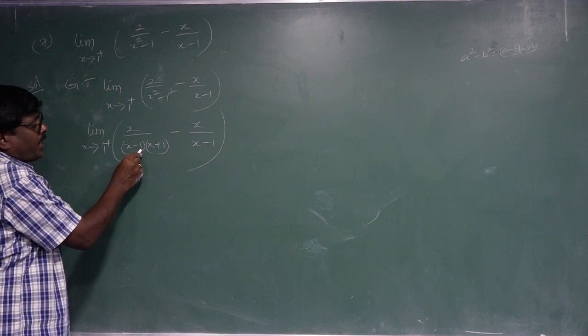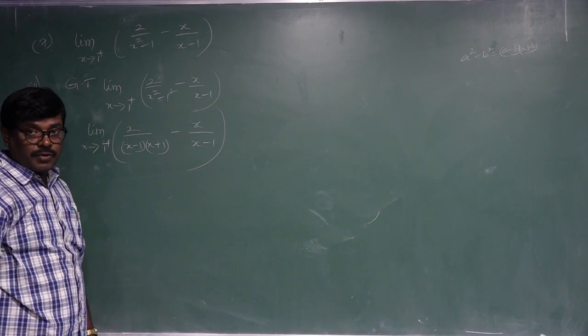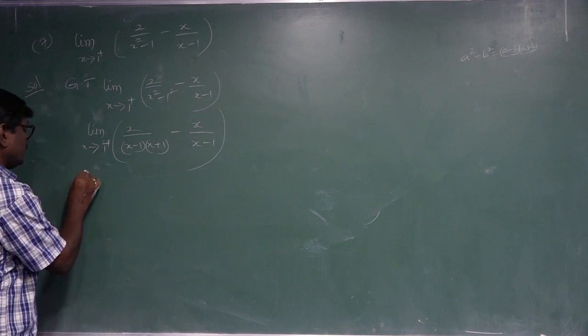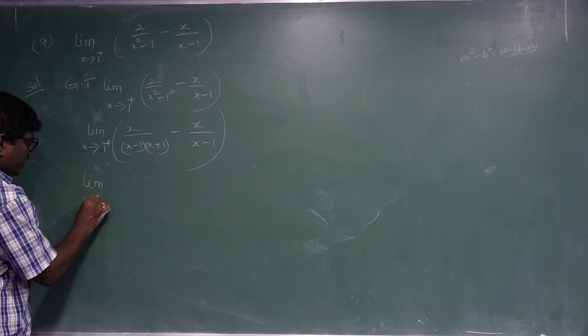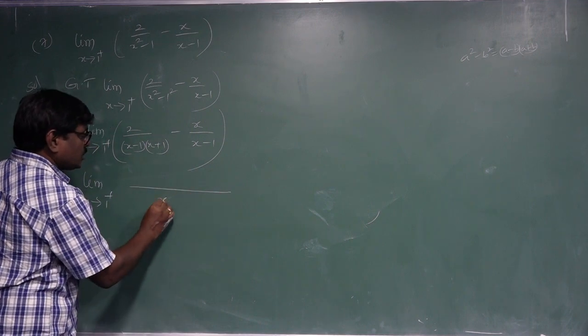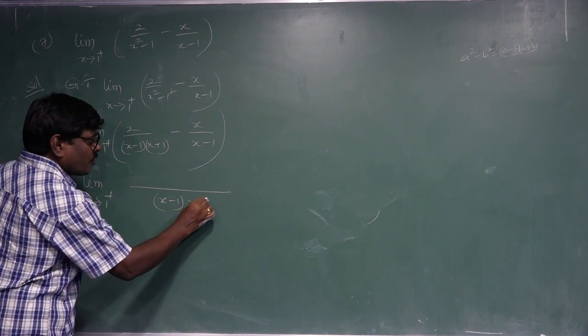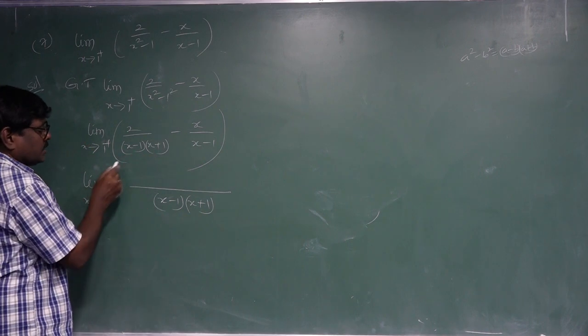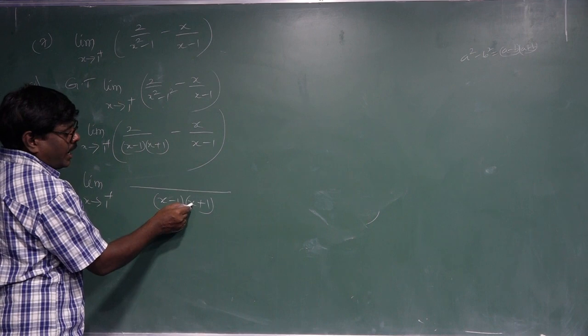This is a minus b, it means x minus 1. A plus b is x plus 1. This is the limit as x tends to 1 plus. The LCM is x minus 1 into x plus 1. This is the same, x minus 1 into x plus 1.